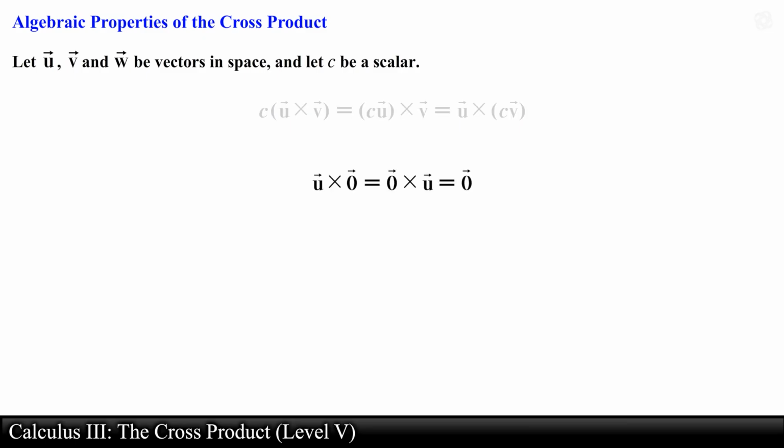Vector u crossed with the 0 vector is equal to the 0 vector crossed with vector u, which is equal to the 0 vector.